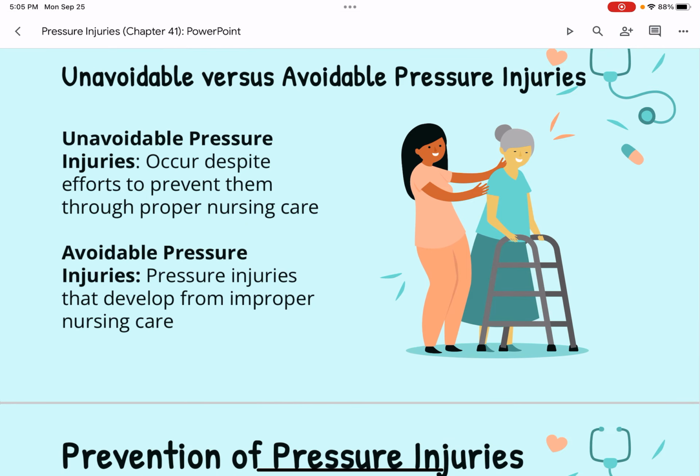Unavoidable pressure injuries occur despite efforts to prevent them through proper nursing care. Avoidable pressure injuries are pressure injuries that develop from improper nursing care.